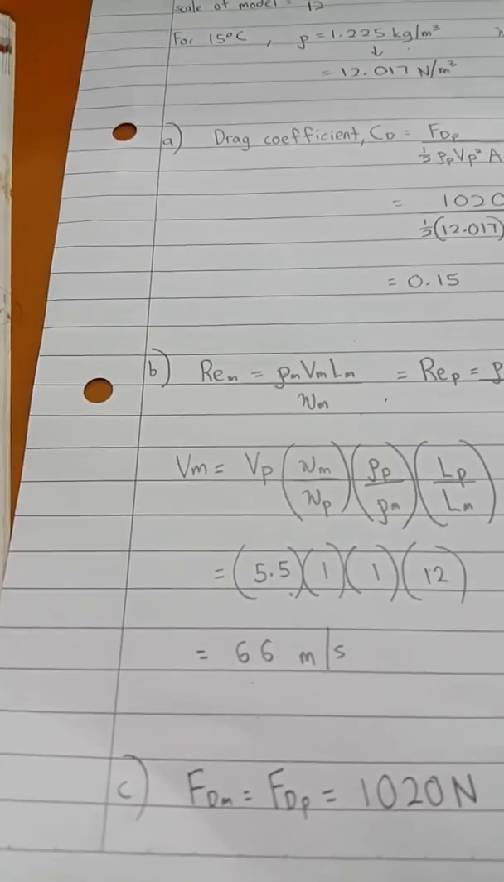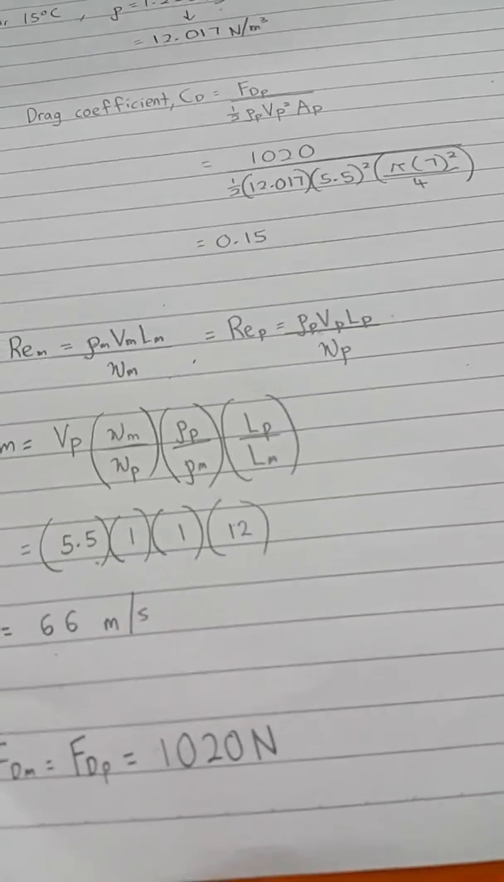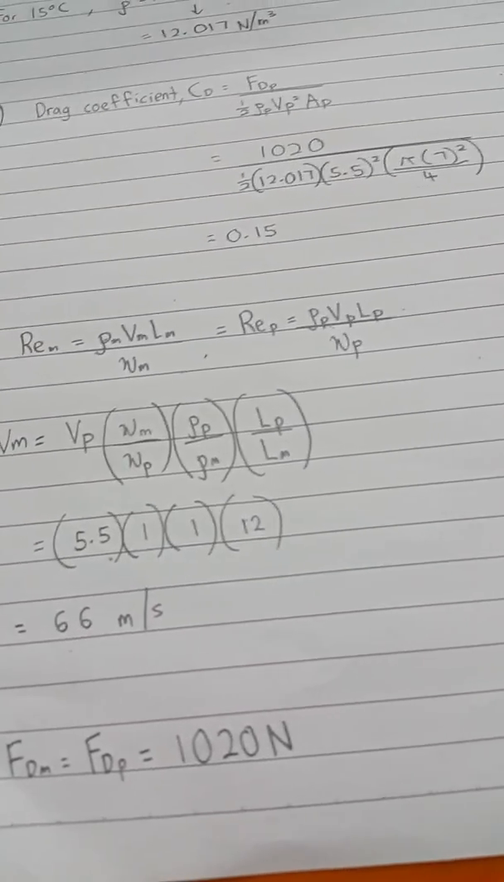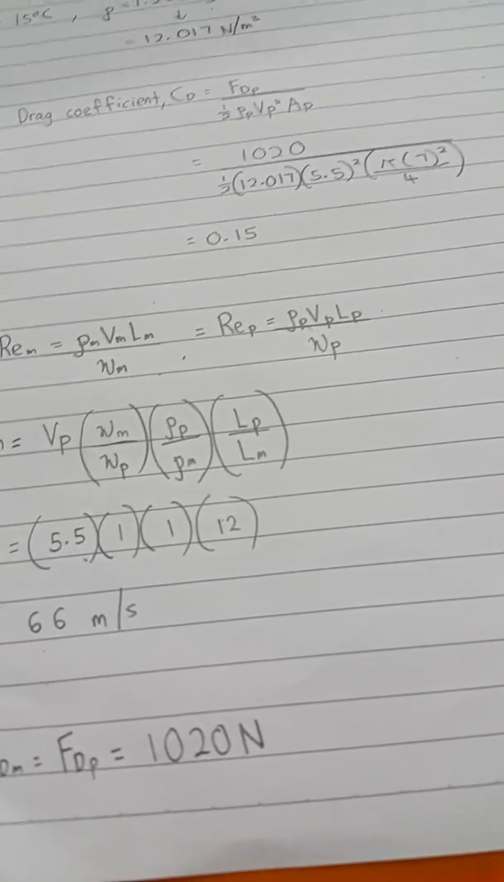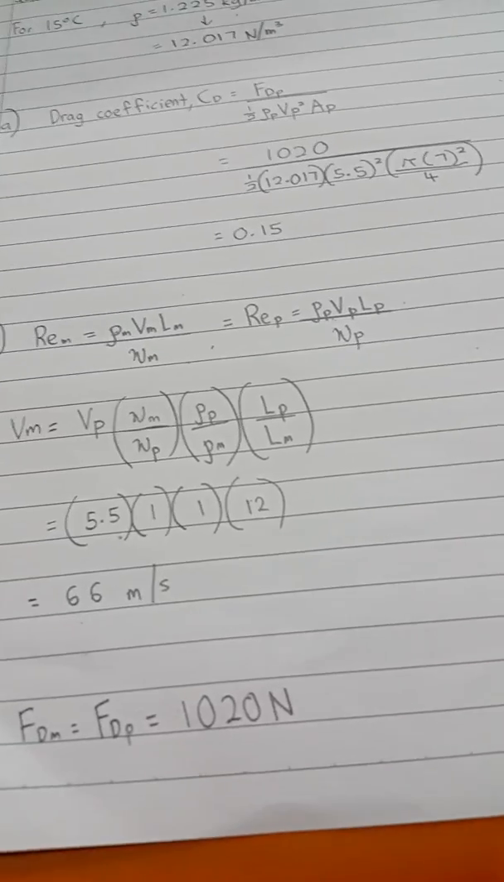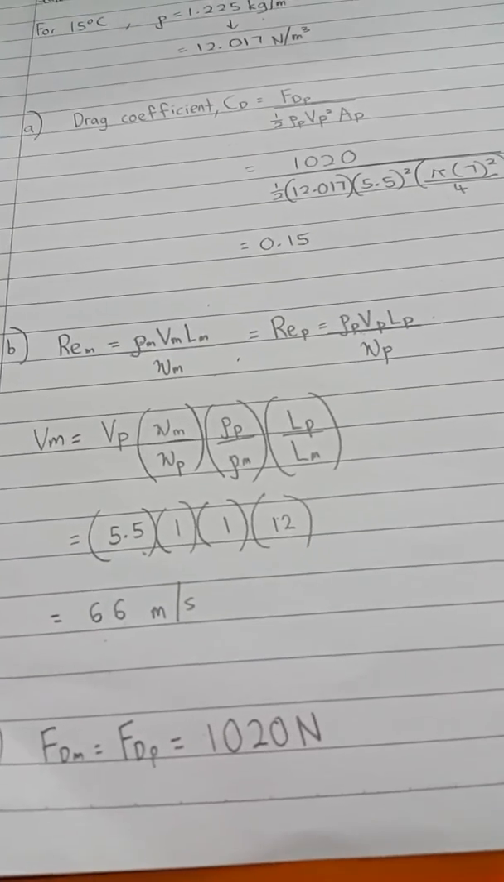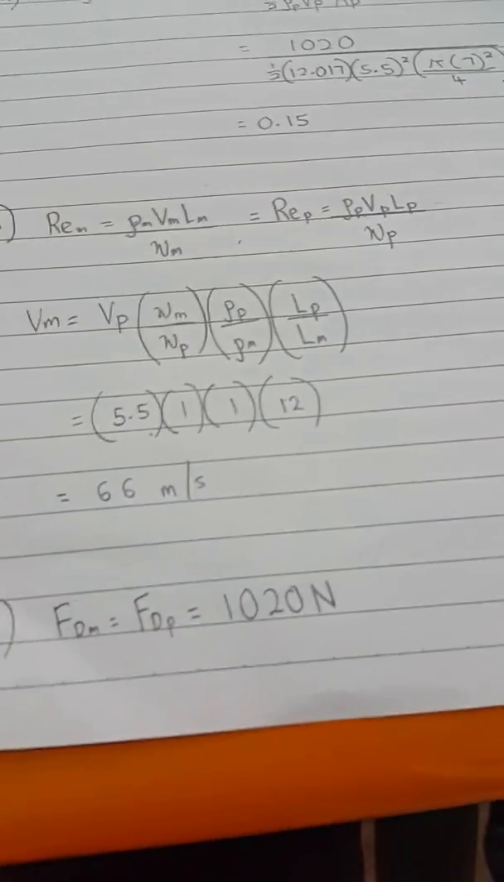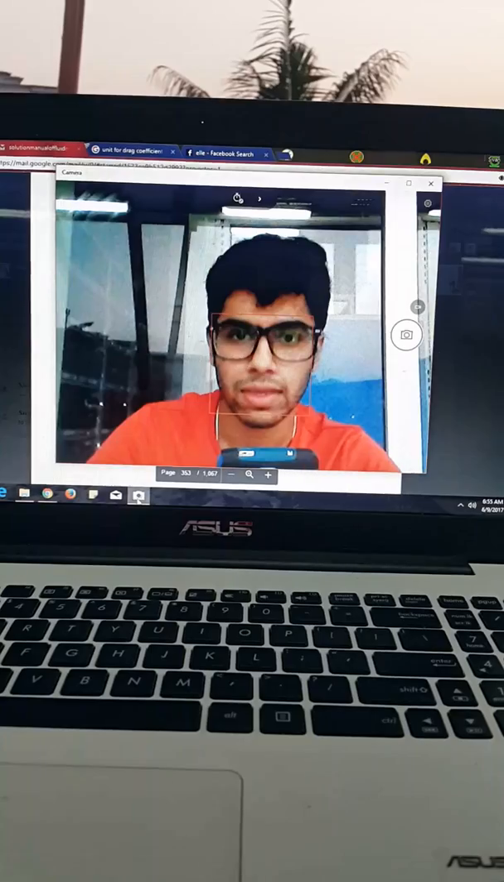So we have the aerodynamic drag on the model, FDM, equals FDP. So the force of the model equals the force of the prototype. So the aerodynamic drag on the model equals 1020 Newtons, as stated in the question. So we'll have the same thing down here, 1020 Newtons.